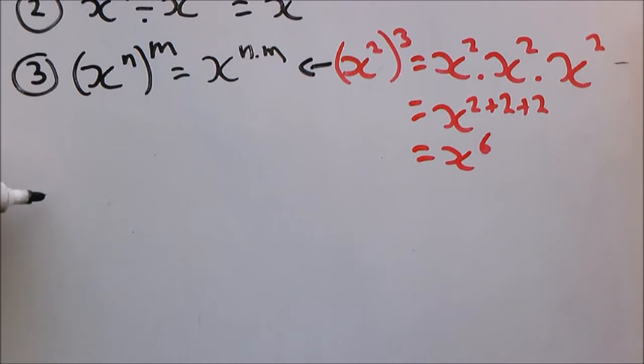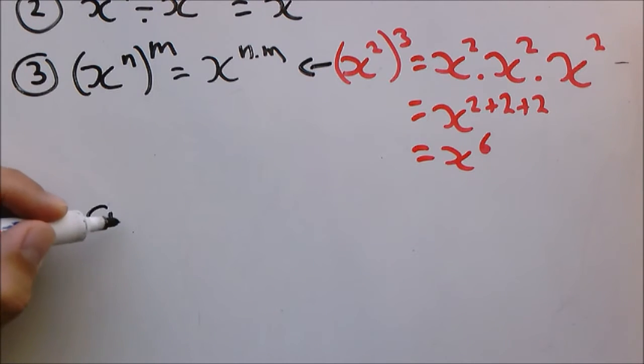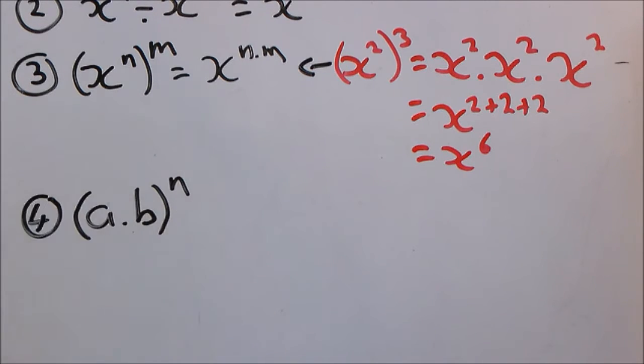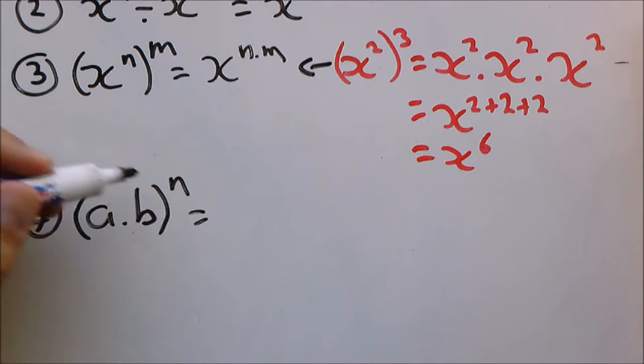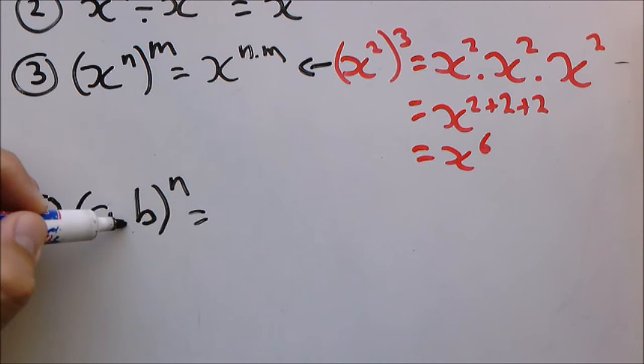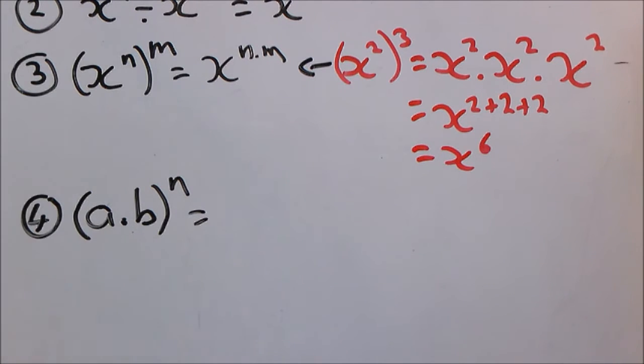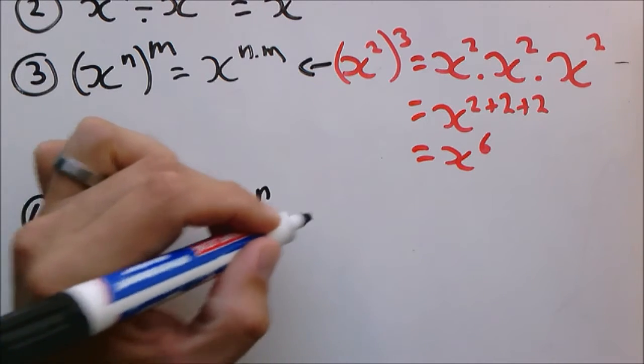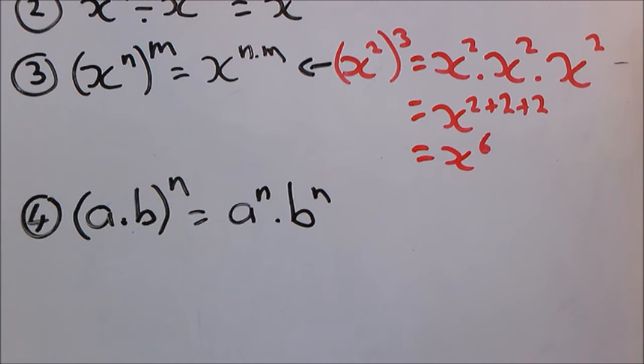Okay, so the fourth law, or just the fourth one on the list, they're not numbered in a specific order, is the moment you have an exponent in this format. This exponent will be applied to both as long as it's a single term. So this can be multiplied, it can be divided. As long as it's a single term, this will happen. a to the power of n times b to the power of n.